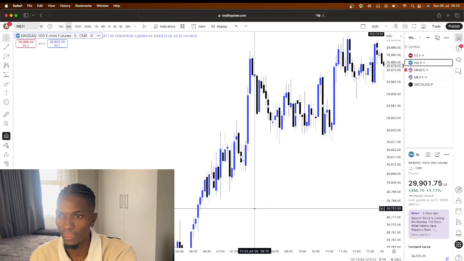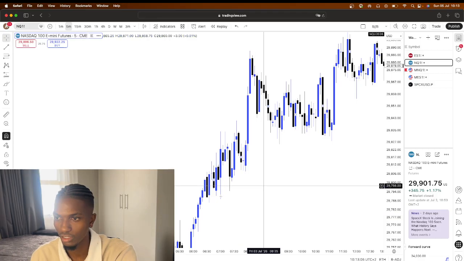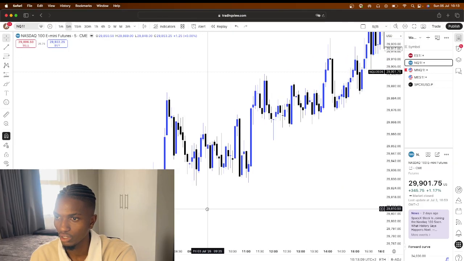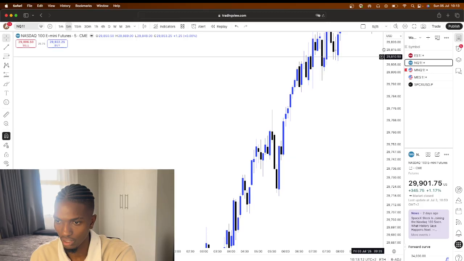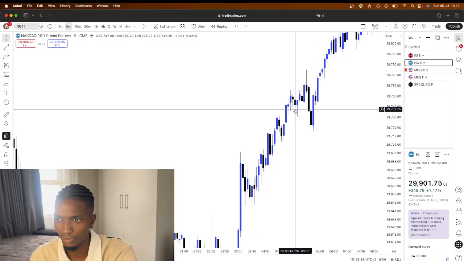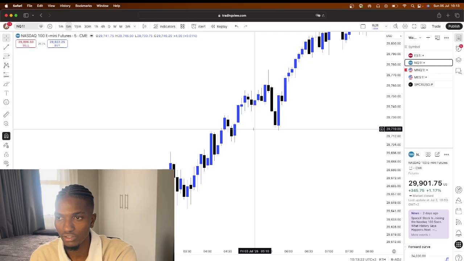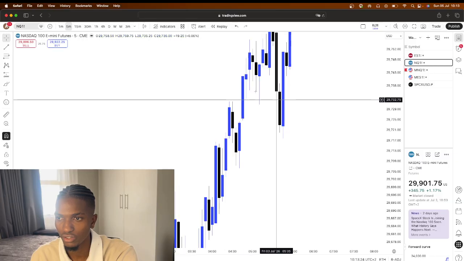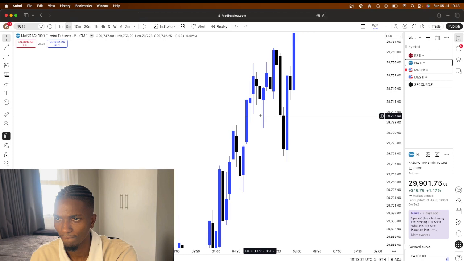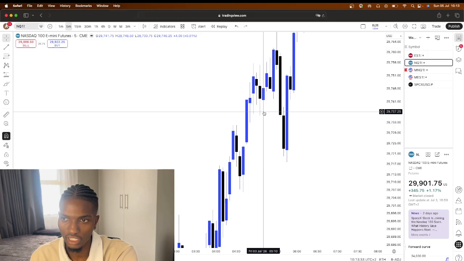Now we have small candlesticks, because as you can tell we have different sizes of candlesticks. Let's say, for example, this one here. This one is fairly small. Let me zoom in so you can see. This candlestick is small, right? The body is small, the wicks are long, sure, but the body is small.